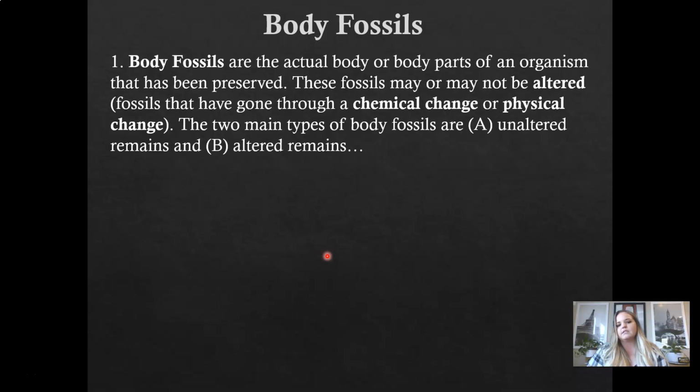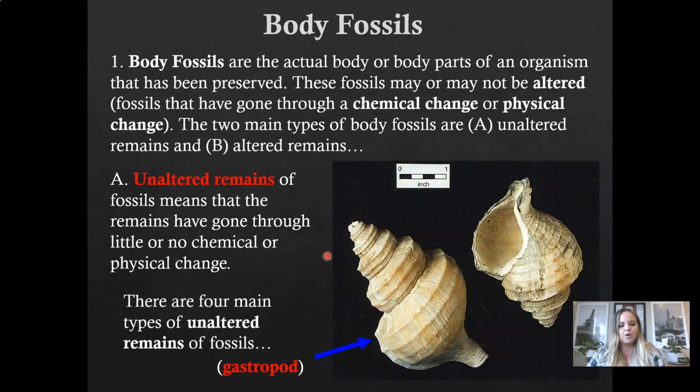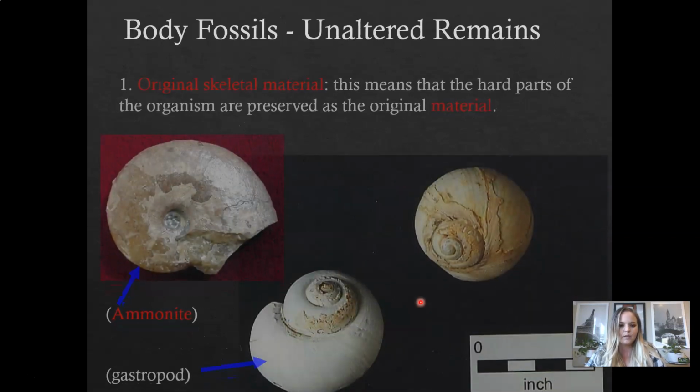Okay, so body fossils are the first one we're going to talk about. These are either going to come in the form of an altered remain or an unaltered remain, and it depends on if there's a chemical or physical change during fossilization. With unaltered remains, you basically have no chemical change. There's no chemical alteration of the actual fossil, and so the fossil that you have is the actual species itself, just non-living. So this would be like a gastropod fossil that is unaltered.